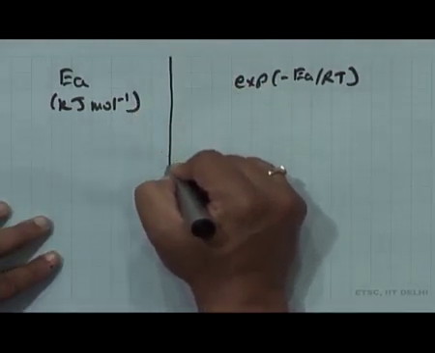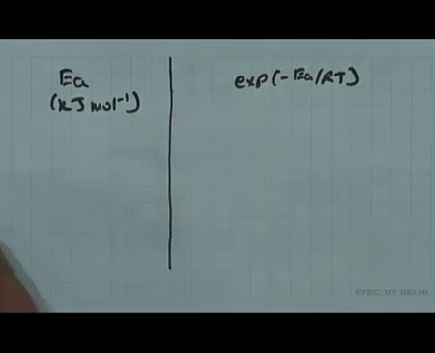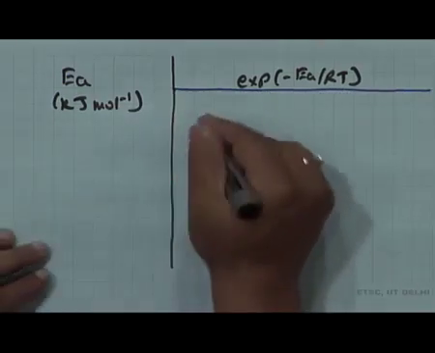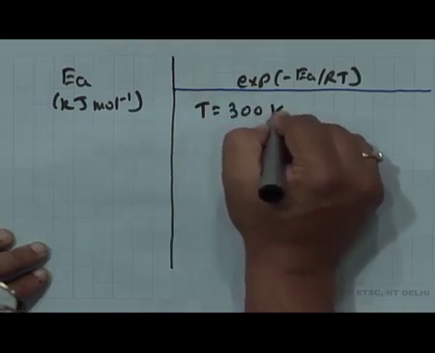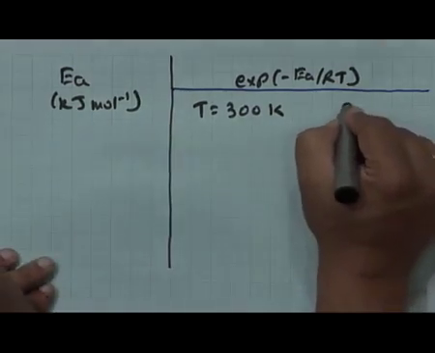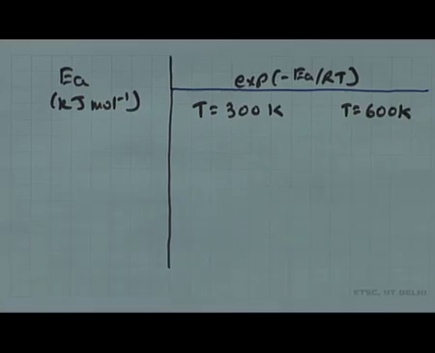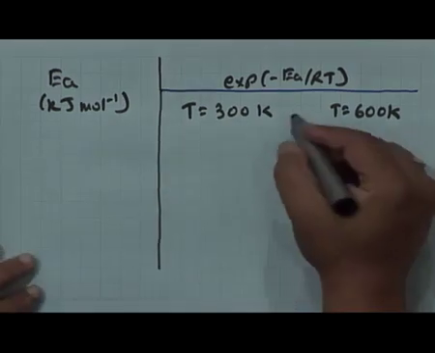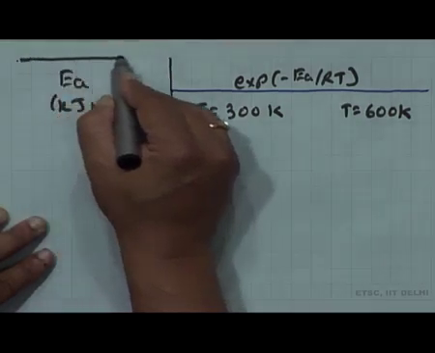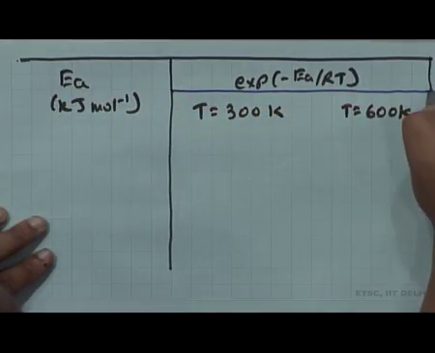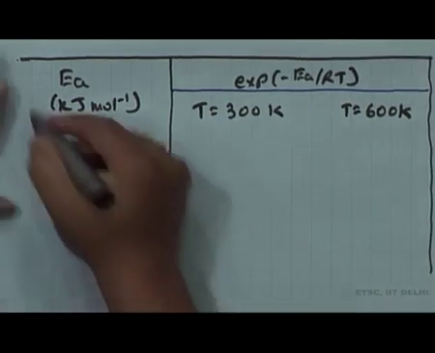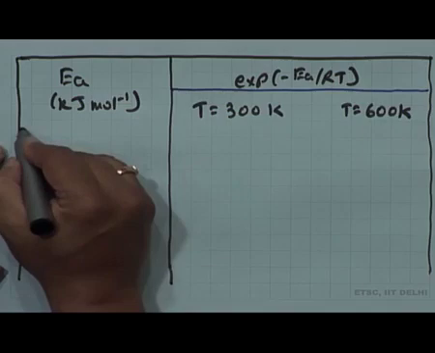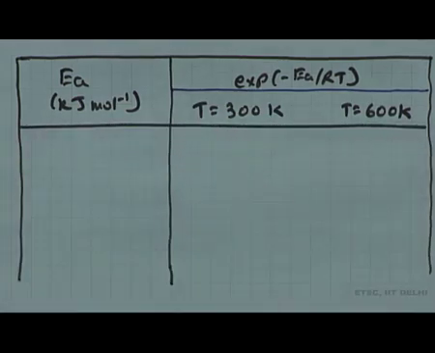Say if I draw a line out here, and another line out here, I am calculating for 2 different temperatures. One is T equal to 300 Kelvin, and the other is T equal to 600 Kelvin. So, these are my 2 different temperatures. Let us go ahead and complete the table. Now let us write down the values.